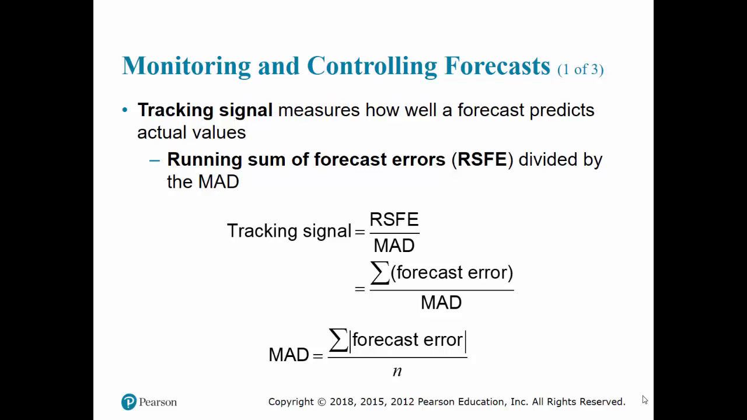The last topic in forecasting is called tracking signal. Tracking signal is used to monitor and control forecasts that are ongoing. So usually at some point in time you analyze the data, you consider various different models, select the approach that gives you the most accurate forecast, and typically you will automate that.